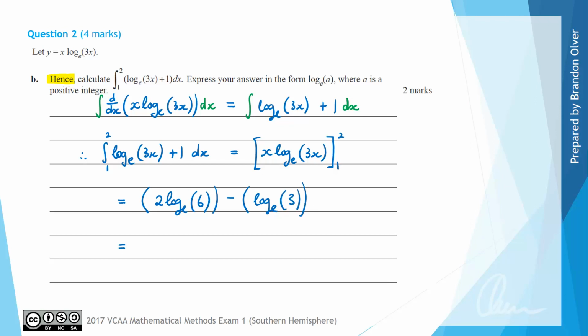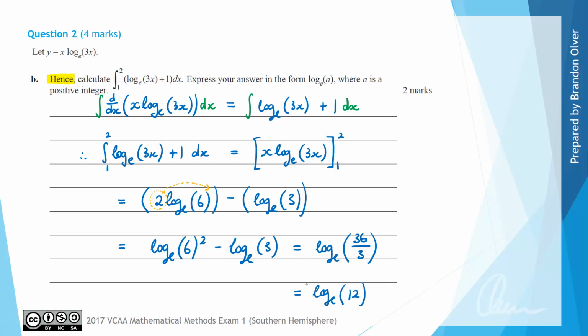Now we need to use our knowledge of log laws. The first property that we'll use is that if we have a coefficient to a log, we can put it up as a power. That will give log e of 6 squared minus log e of 3. When we subtract two logs with the same base, in this case the base of e, we can simply divide the arguments. So 6 squared is 36 divided by 3. That is going to equal log e of 36 on 3, which is simply 12. And that is the answer in the correct format for this question.